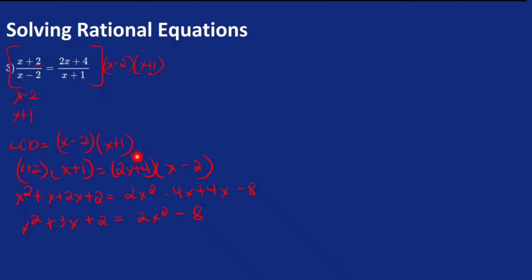You will notice here that our highest exponent is 2. That means it is a quadratic equation. And if it is a quadratic equation, to solve for the value of x, you have to put all the terms on one side of the equation and equate it to 0. So you'll just have x squared plus 3x plus 2 transpose 2x squared. It will be negative 2x squared, and negative 8 will become positive, equal to 0.